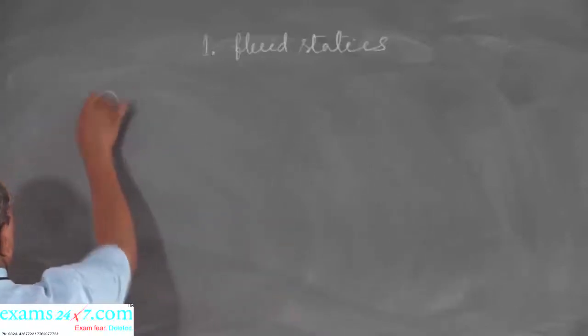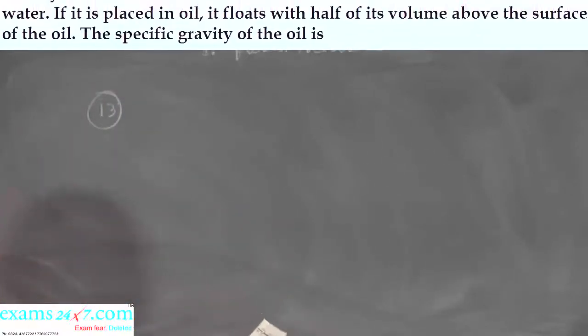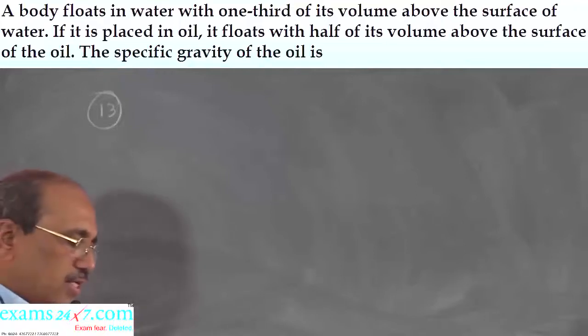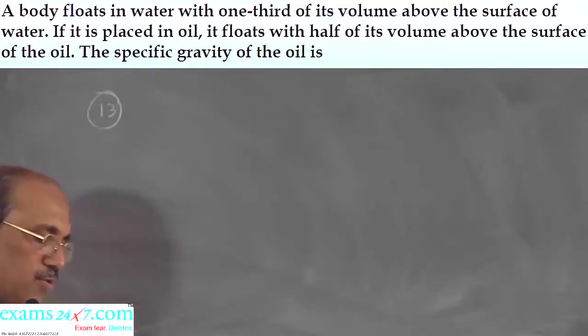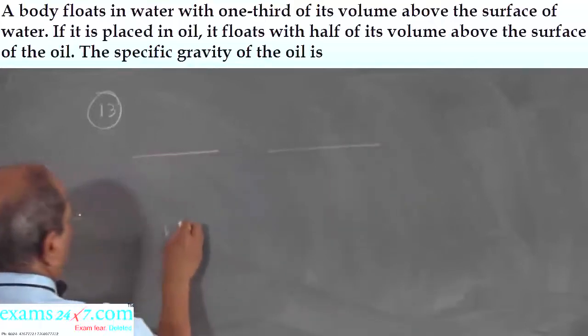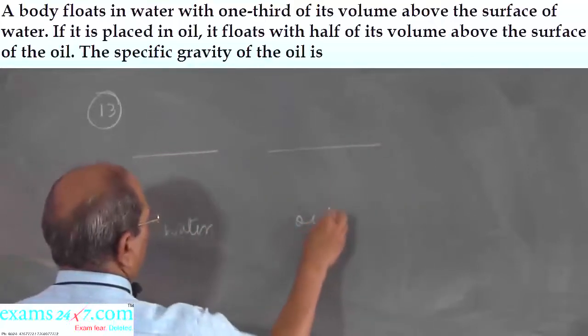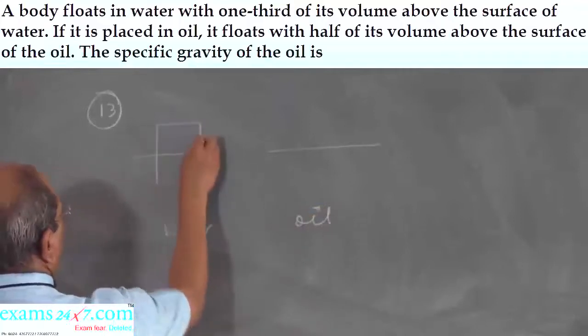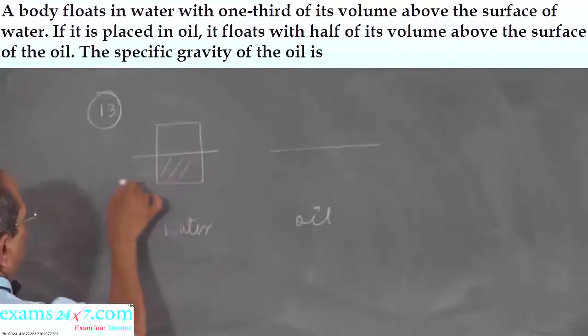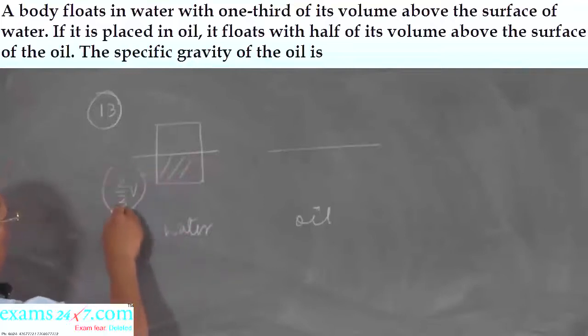So coming to 13. A body floats in water with 1/3 of its volume above the surface of water. If it is placed in oil, it floats with half of its volume above the surface of oil. The specific gravity of the oil is. One is water, other is oil. When placed in water with 1/3 of its volume above the surface, always our necessity is this: 2/3 volume of the body is inside water.